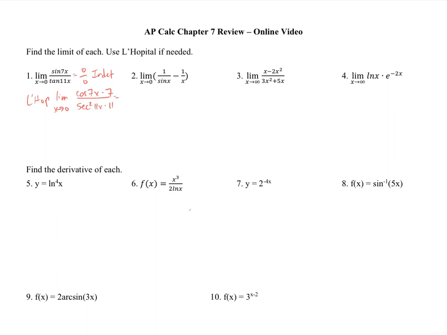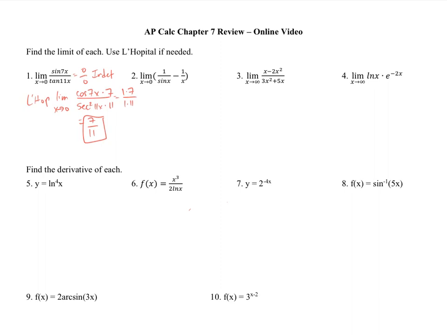I plug in 0. I'm going to get cosine of 0, which is 1, times the 7, and secant squared of 0. Well, the secant of 0 is going to be 1 because that's 1 over the cosine, so we'll end up with 1 times 11. So this answer is 7 over 11. Again, if you got another indeterminate form, you just keep L-hopping. L-hop until it works.